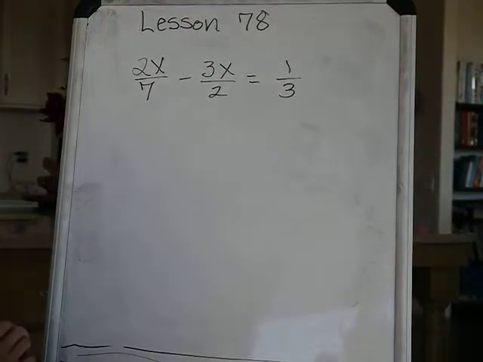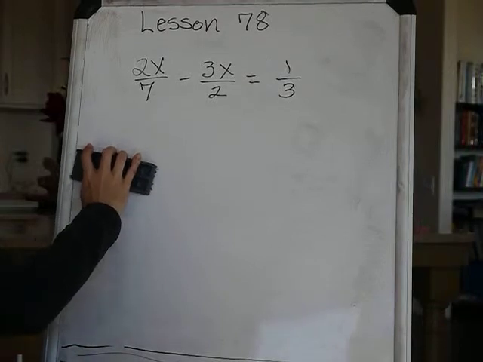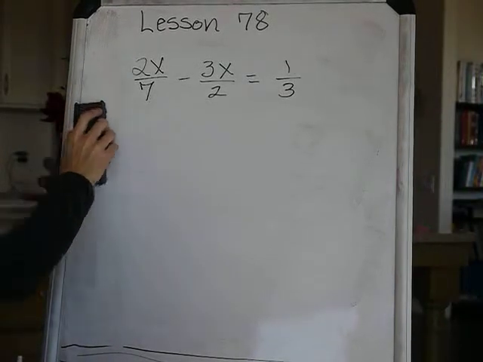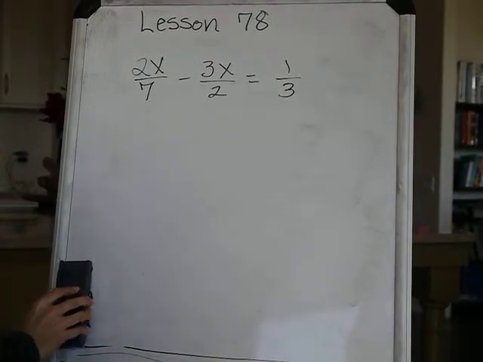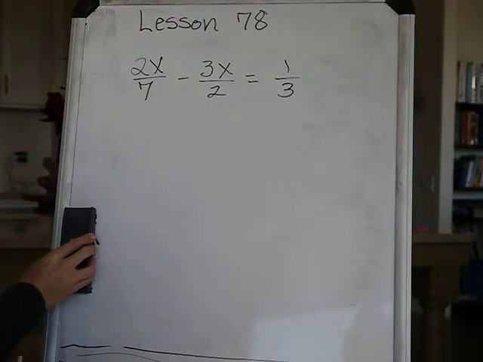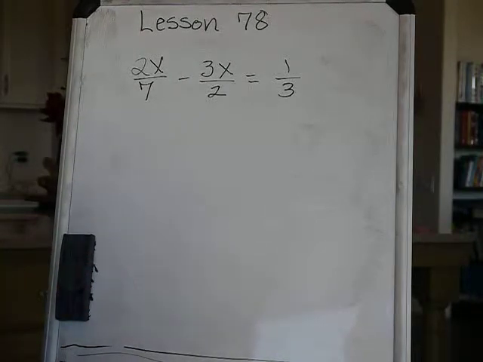First of all, I'm kind of wondering what you're going to use as your LCD. We've got 7, which is kind of a funky number. I want to use 14. No, it's 21. But 2 doesn't go into 21, and 3 doesn't go into 14. Let's see. There is nothing that 3 and 7 and 2 go into. Oh wait, there is.